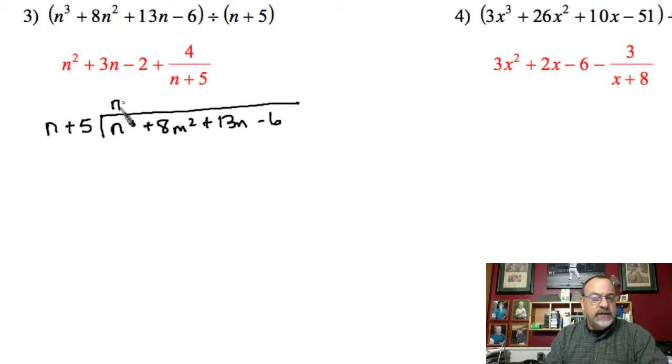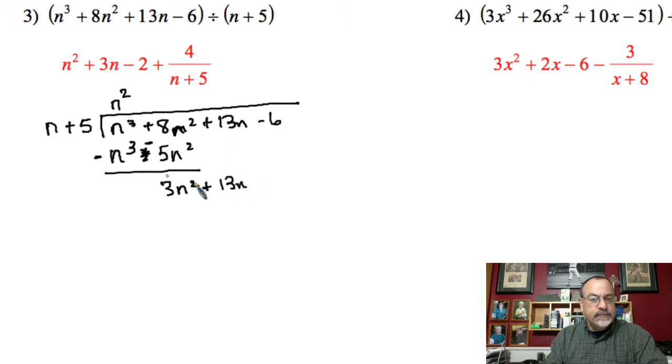N goes into n cubed, n squared, because n squared times n is n cubed. And then that times the 5 is 5n squared. That should be an n right there, shouldn't it? Okay. Change the sign of both, remember? All right, and that's 0, and then 8 minus 5 is 3n squared. And I bring down the next one.